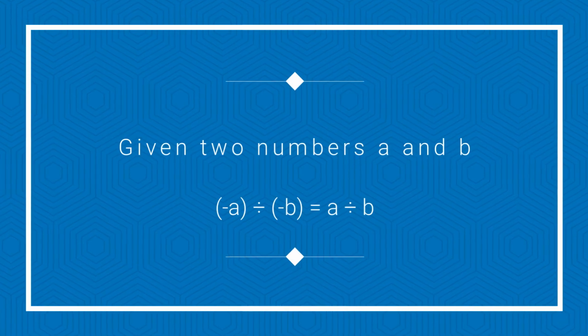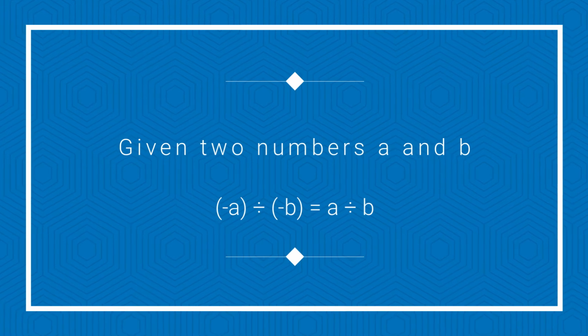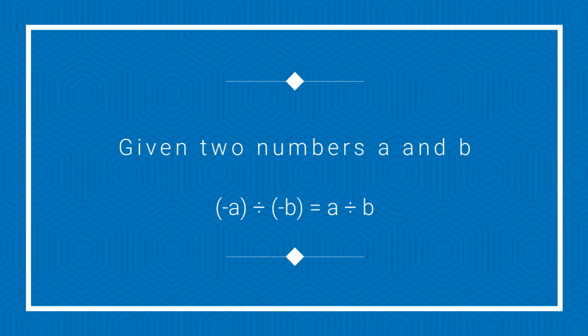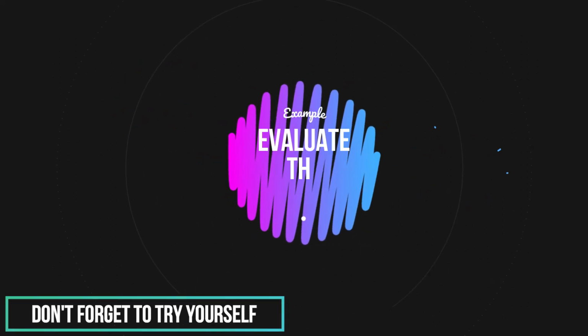Negative a divided by negative b equals a divided by b. Essentially, if you divide a negative number by a negative number, it's the same as dividing without the negatives, because the negatives cancel out. Let's do a quick example to tie everything together.